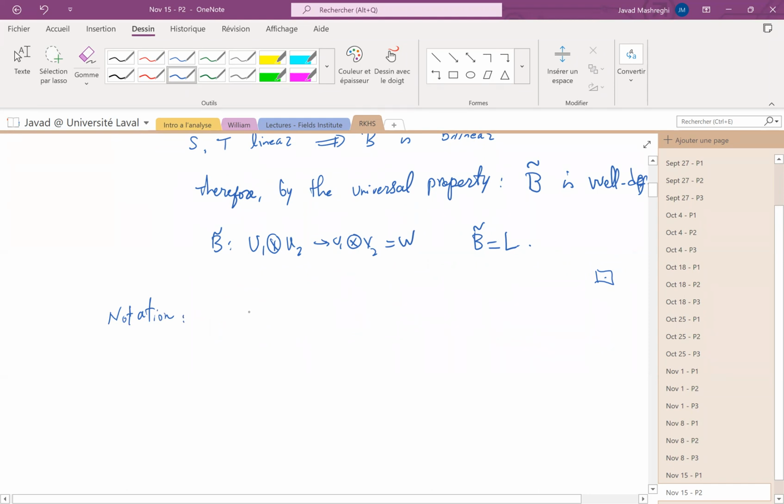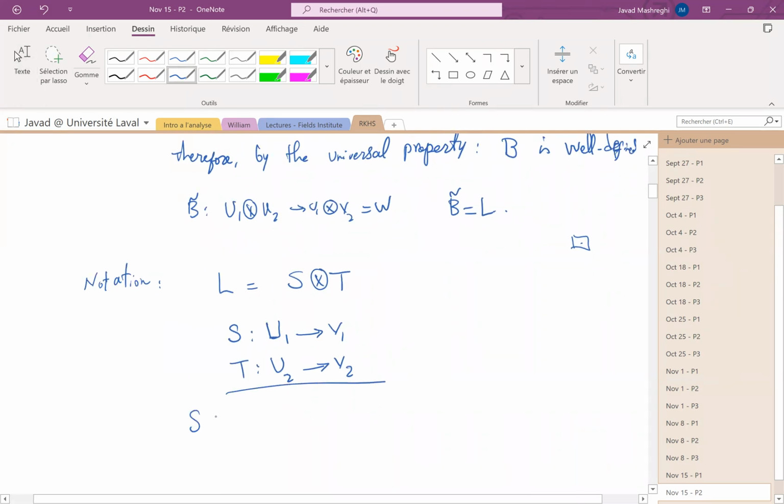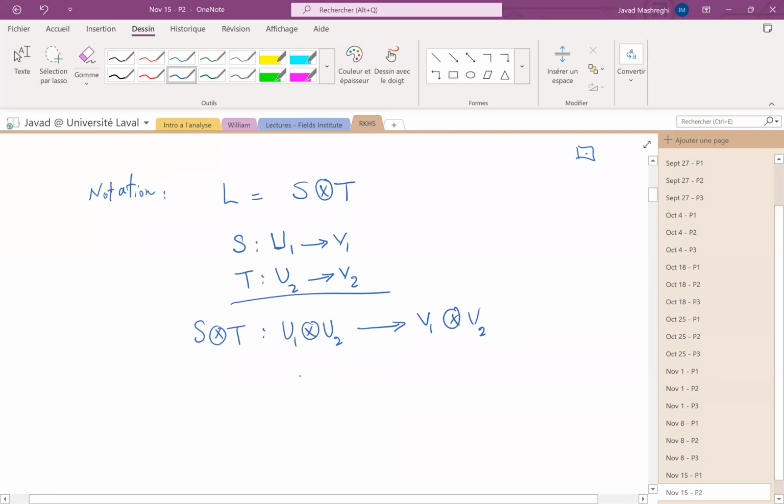And notation: we write S tensor T for L. So in other words, if S is defined from U1 to V1, and T is defined from U2 to V2, then S tensor T is defined from U1 tensor U2 to V1 tensor V2, and it maps the element little u1 tensor little u2 to the map of the first element S of u1 tensor map of the second element T of u2.